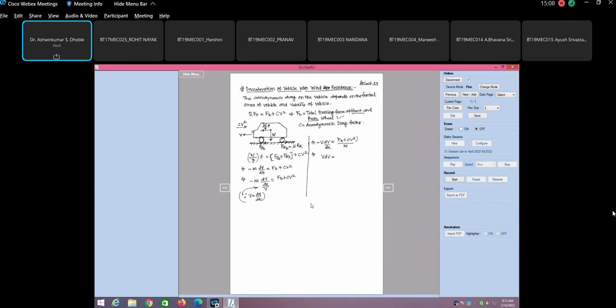CV square, so V dV divided by FB plus CV square is equal to minus dx by M. Okay, so finally you can write down this equation from 0 to stopping distance, or any distance x, dx is equal to M integral from V0, the initial speed, to final speed 0, V dV divided by FB plus CV square.